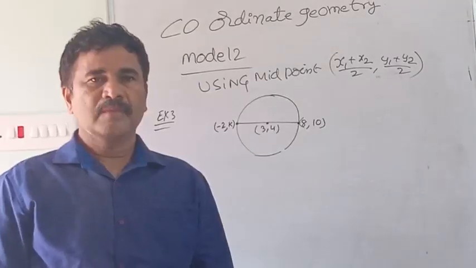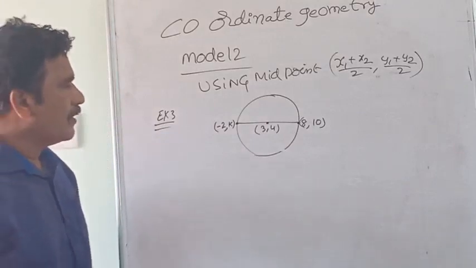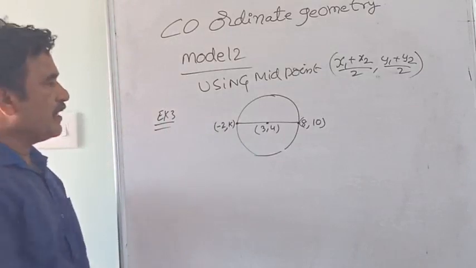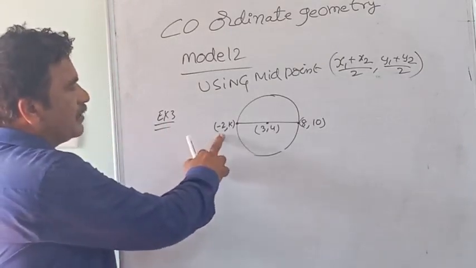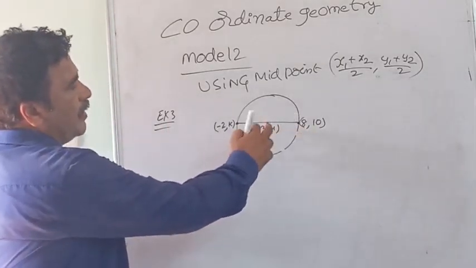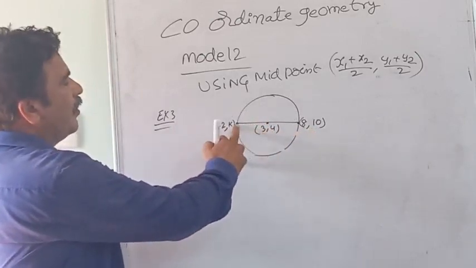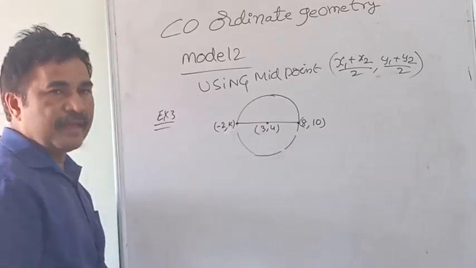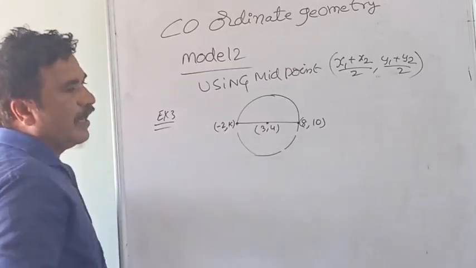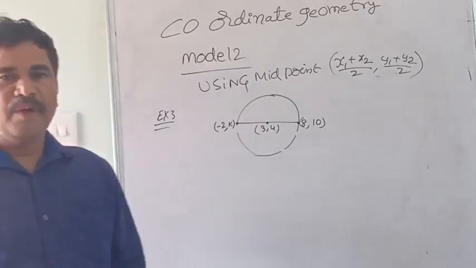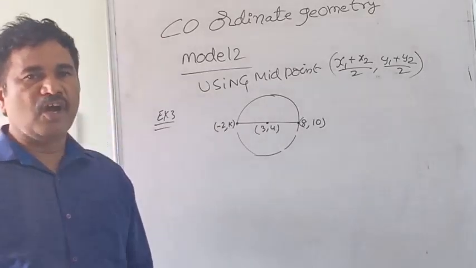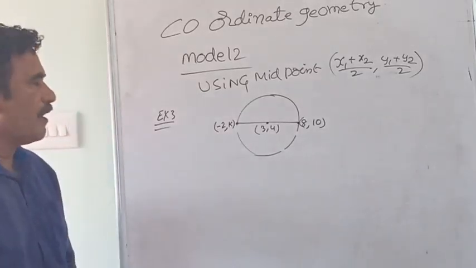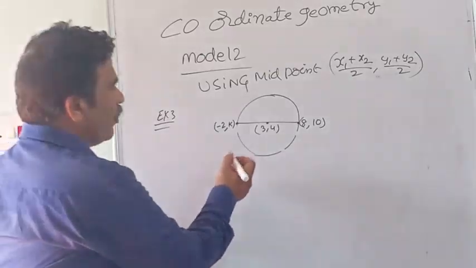Okay. See example 3, the same problem as example 2 given in another form. In a circle, one end of the diameter is 8 comma 10, the center of the circle is 3 comma 4, and the other end is minus 2 comma k. We can find the missing k. The word midpoint is not mentioned in the problem, but center means it is the midpoint only. Same problem we can do by that.